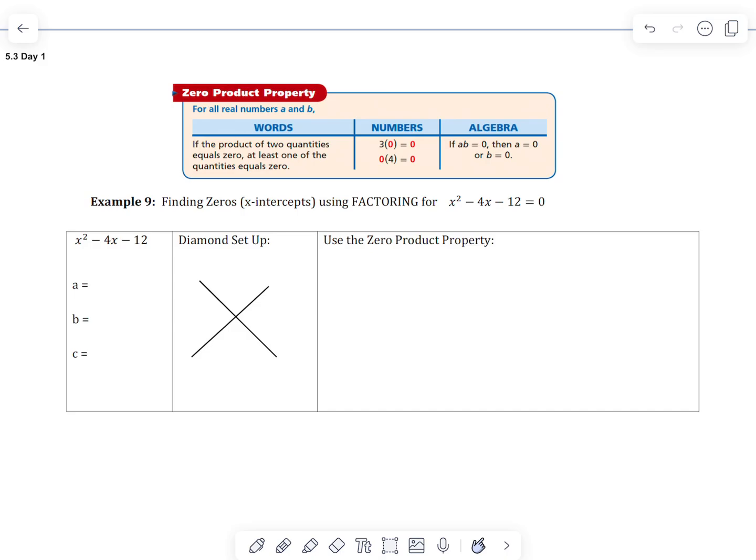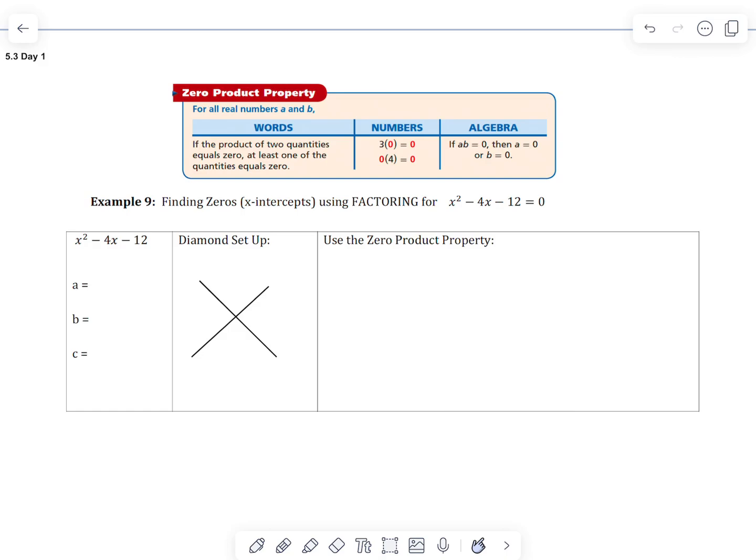Okay, now we're going to move on to the zero product property so we can find the zeros or the x-intercepts. So we've already learned how to do some factoring methods. We've learned how to factor by GCF, by difference of two squares, and doing our diamond problems. So the zero product property is in this first box here. It says, if the product of two quantities equals 0, at least one of them equals 0.